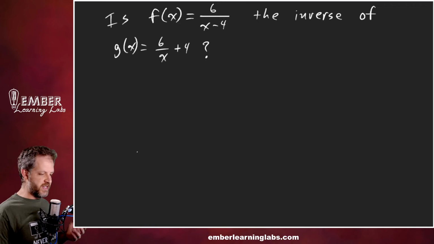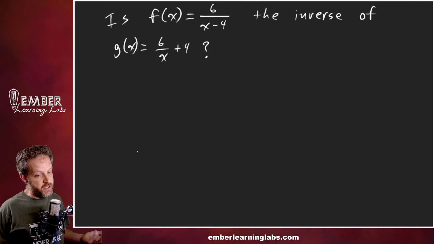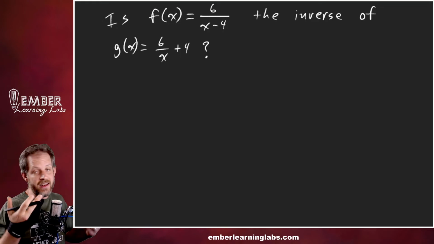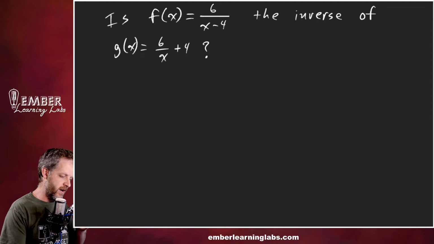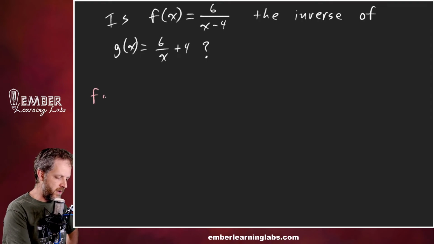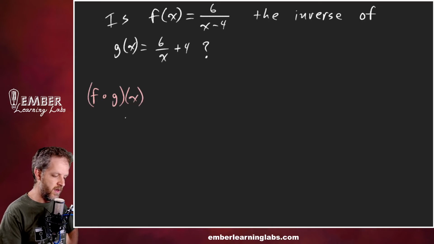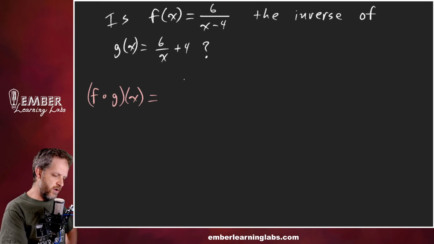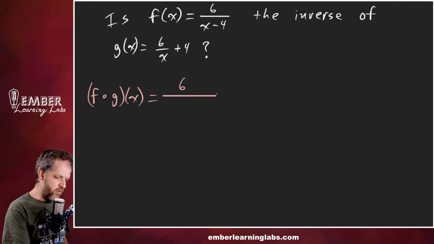So we're just going to do both compositions. And well, we're going to do at least one, right? Because if one of them does not come out to be x, then you can just quit right there. So let's start by finding f of g of x. So we're going to write down f with parentheses where the x is, big enough to shove all that in there. So 6 over 6 over x plus 4, and then minus 4.